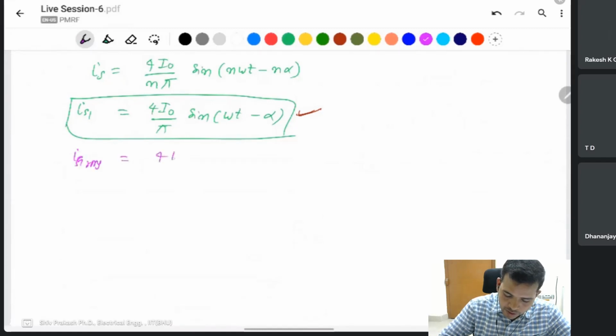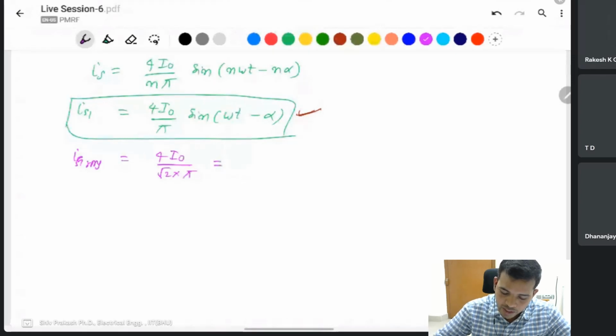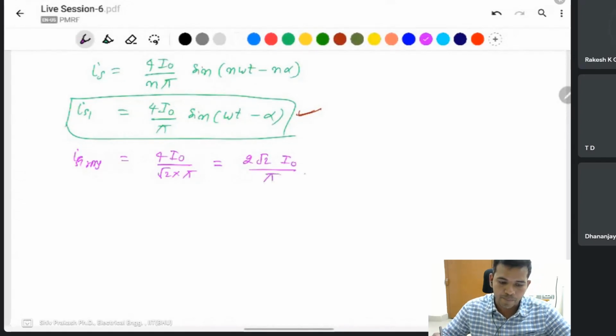Then 4 I naught divided by root 2 into pi. Divided by root 2 is the RMS of sinusoidal. Then 2 root 2 I naught divided by pi.